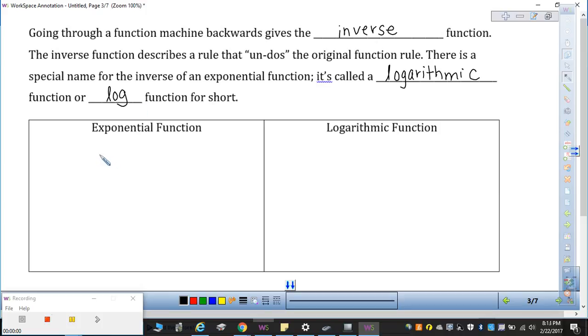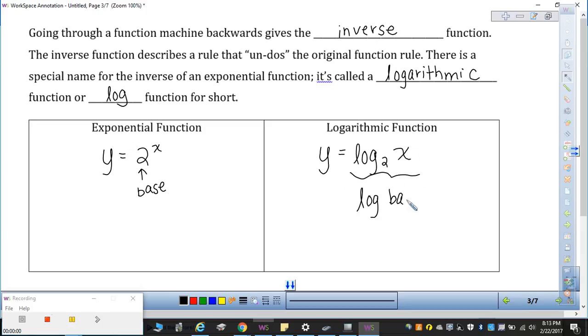The original function described by our machine was an exponential function, y equals 2 to the power of x. Within this function, the 2 holding up the exponent is sometimes referred to as the base. The logarithmic function that is the inverse of this would be y equals log base 2 of x. Notice how the word base is actually used when we say this aloud.